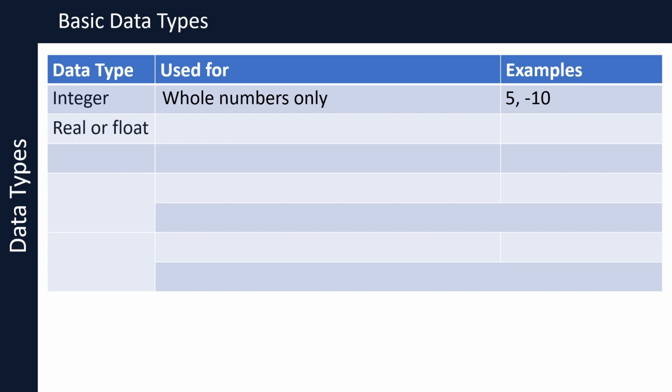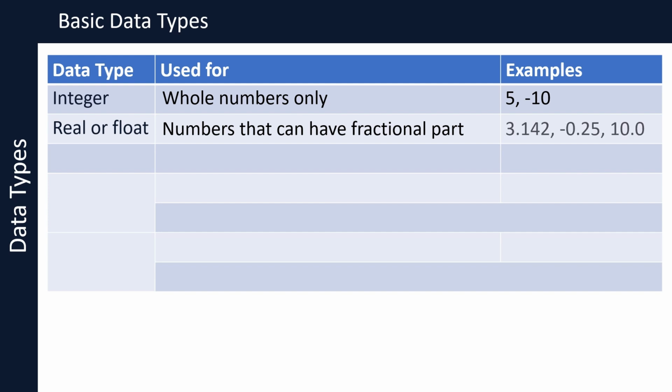The next data type is real, also known as float in some programming languages. It is used for positive or negative numbers that can have a decimal or fractional part. For example, 3.142, -0.25 or 10.0.